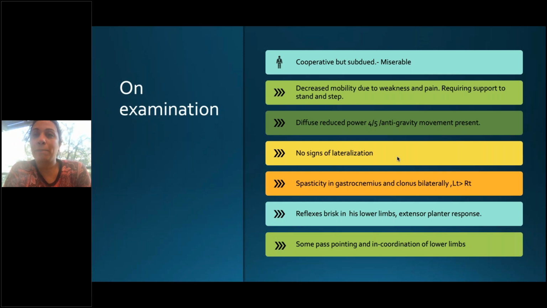And he had clonus bilaterally, and we could feel there's an increased tone in his gastrocnemius muscle. When we tested his reflexes, they were brisk in his lower limbs, and he had an extensor plantar response. With coordination testing, he had some past pointing and incoordination, mainly of his lower limbs.